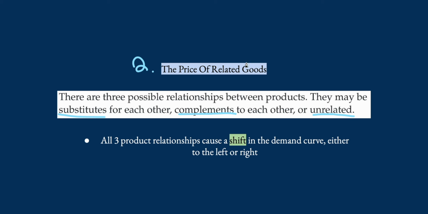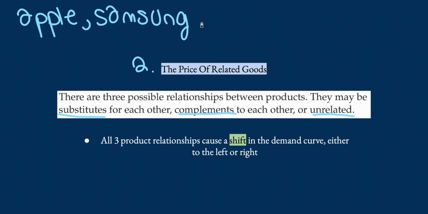The price of related goods. Let's use the market of phones. Very basic, but okay. Let's think about what companies sell phones, okay? You have Apple, number one. You have Samsung, which is what I have. And then you have Windows. Did you guys know Windows sell phones? They do. And they're really bad, but we're not going to talk about that right now, okay?